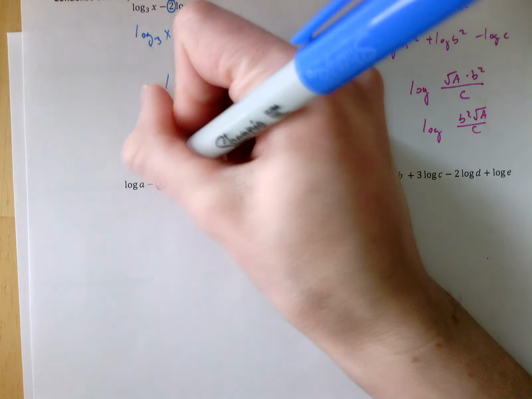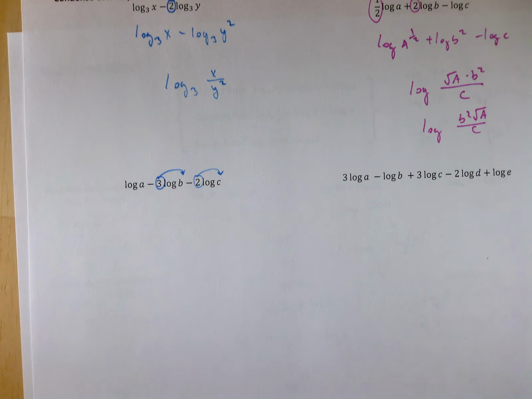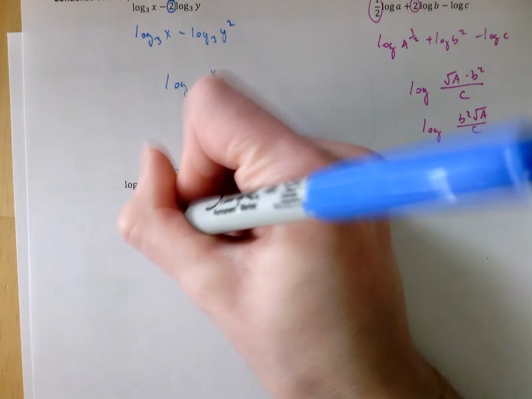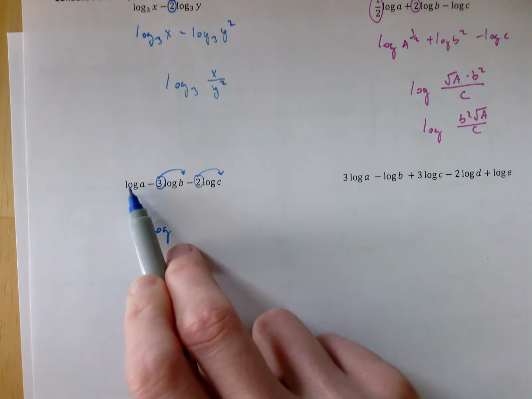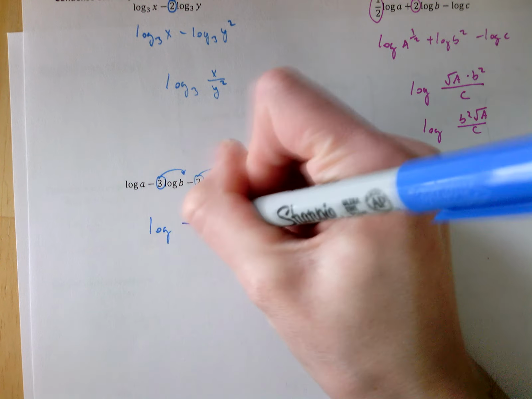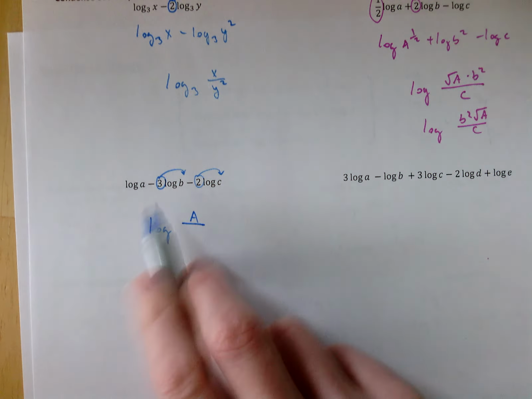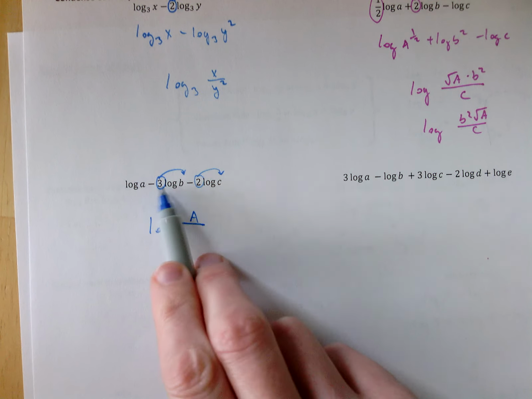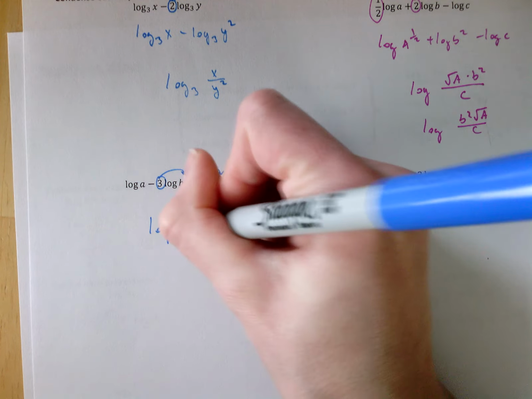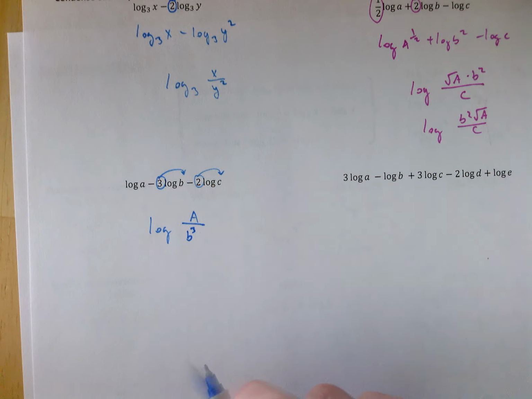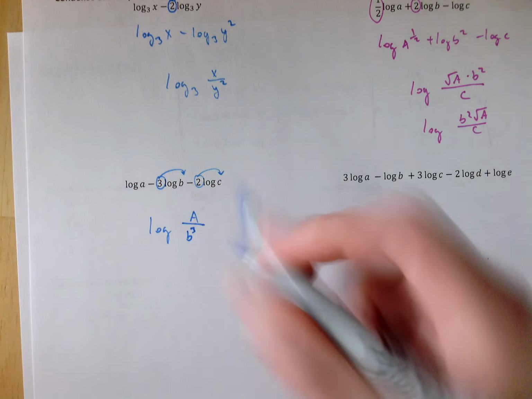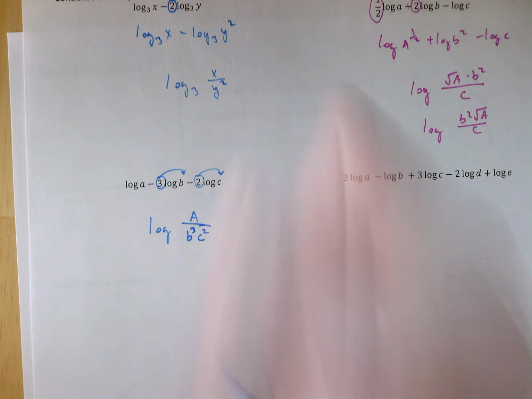All right, so then this guy, I'm going to bring the 3 up, I'm going to bring the 2 up, and I'm going to go ahead and do this all in one step. So this is going to be the log of positive, so the a is going to go in the top, negative, and I'm bringing the 3 up, so b cubed is in the bottom, negative, and I'm bringing the 2 up, so c squared is in the bottom.